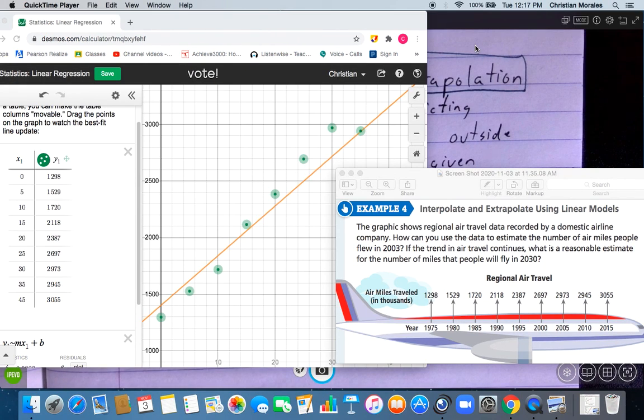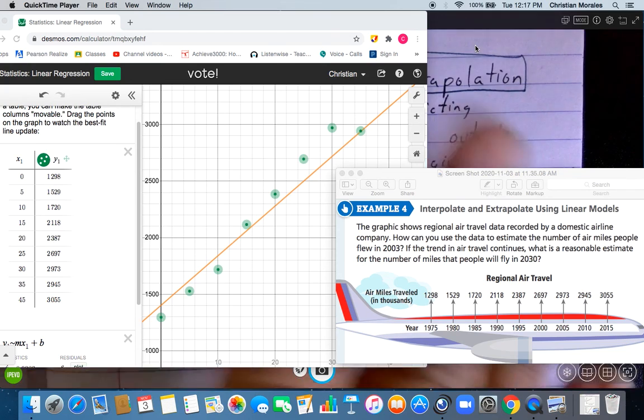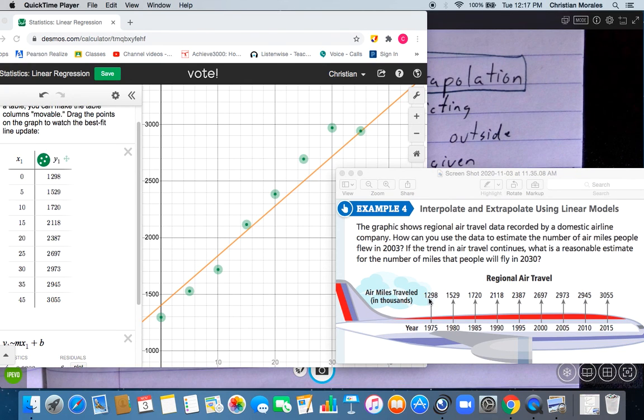Okay, so I kind of had to pause the video so I can set it up faster. What I did was, because these are kind of weird years to use in a graph, instead of starting at 1975, this is year 0, and then I counted by fives. So 5 years, 10 years, 15 years, 20 years, 25 years, 30 years, 35 years, 45 years. So that's why you see these numbers here. These are the years from 1975. Then I put the miles right here.